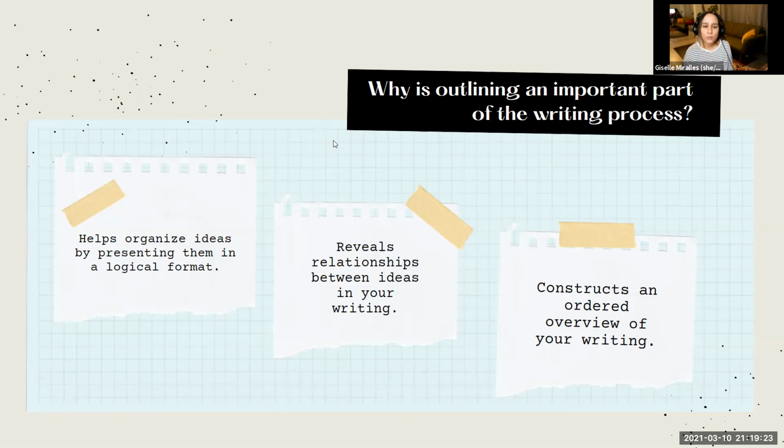The third reason why outlining is important is because it constructs an ordered overview of your writing. Again, being able to visually see your ideas in an organized way will help you determine whether or not your argument is flowing logically or if you need to add something to your argument to make it make sense. So, all of these reasons are why you should outline, even if you're not required to. You can always create an informal outline, which I will be reviewing to help get your ideas put into a logical format.